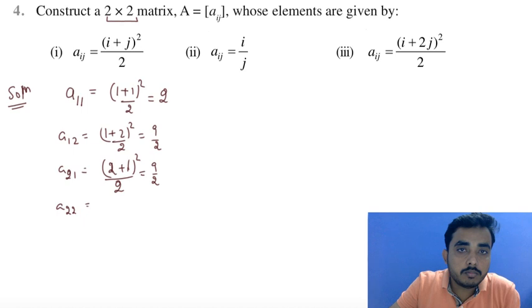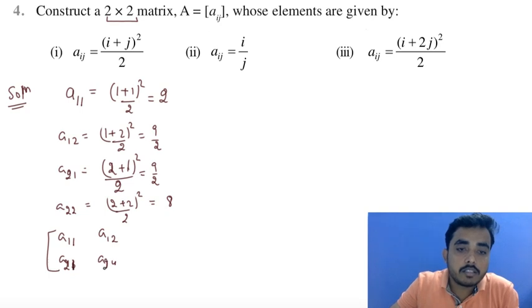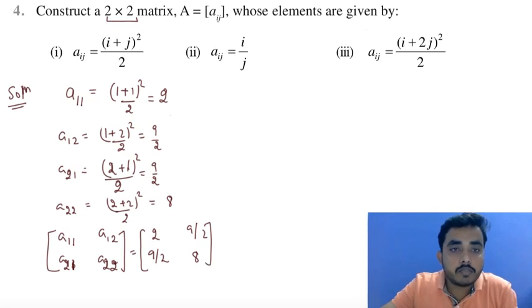A22. So this is 2 plus 2 by 2. So this is 4 square is 16 by 2 is 8. So now when we have all the elements, here is 1, 1, 1, 2, 1, 3, 1, 2, 1, and this is 2, 2. Okay. So now to put all the values, this is 2, this is 9 by 2, this is also 9 by 2, and this is 8. So with this first part is complete.